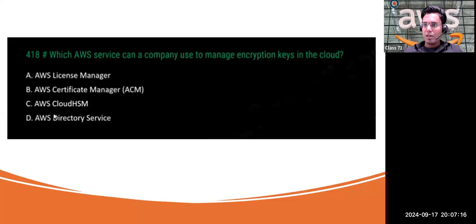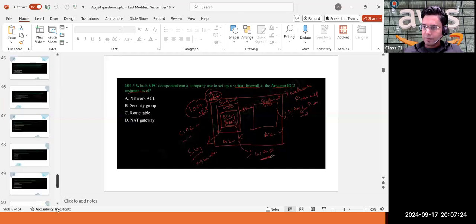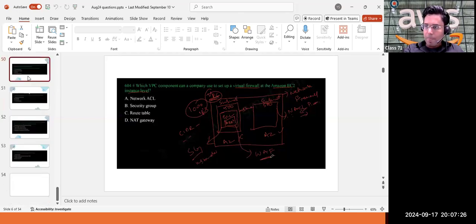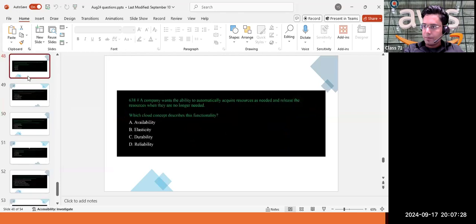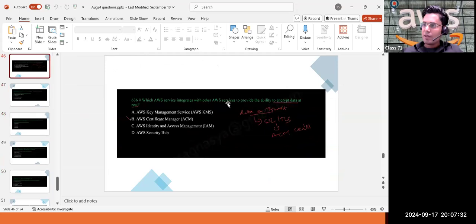Let me show you one thing. In the last question, you can see which AWS service integrates with other AWS services to provide the ability to encrypt data at rest. KMS.